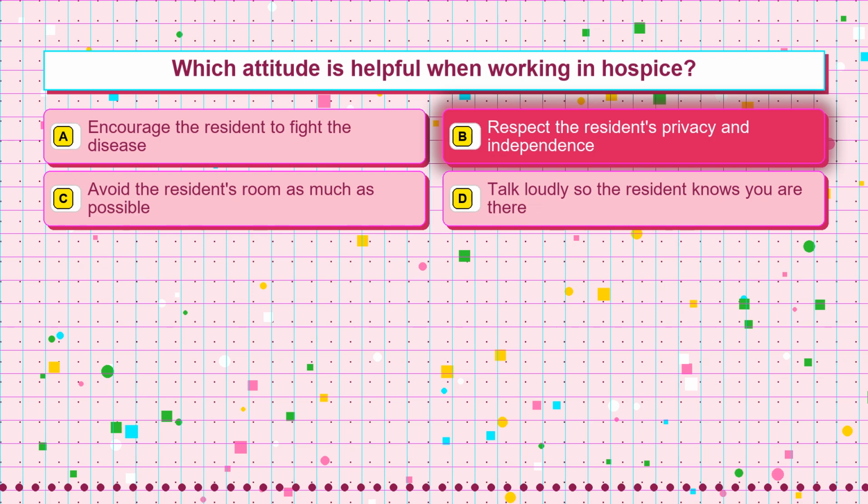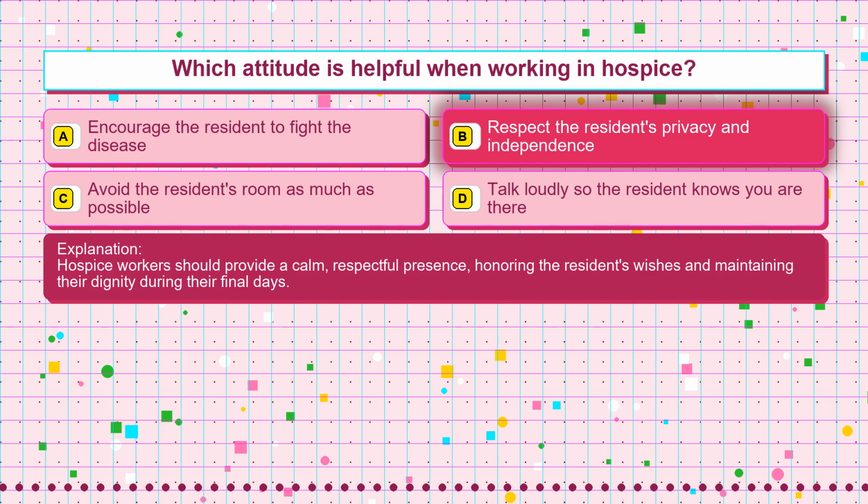The correct answer is option B. Respect the resident's privacy and independence. Hospice workers should provide a calm, respectful presence, honoring the resident's wishes and maintaining their dignity during their final days.